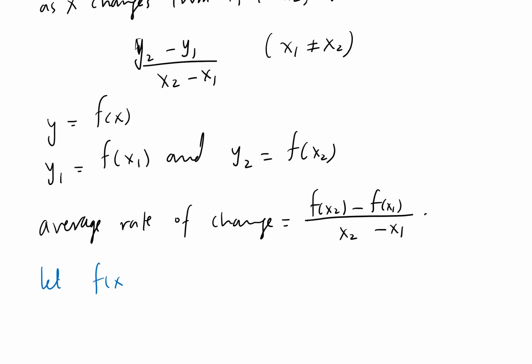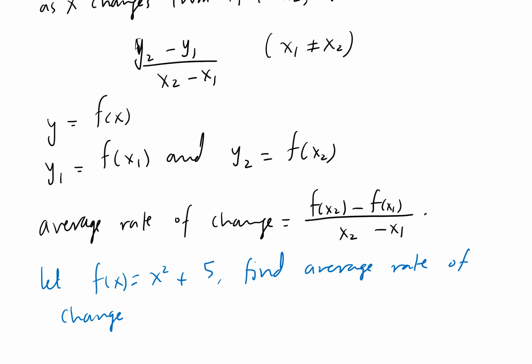For example, if we let f of x be x squared plus 5, we need to find the average rate of change as x changes from 1 to 4.